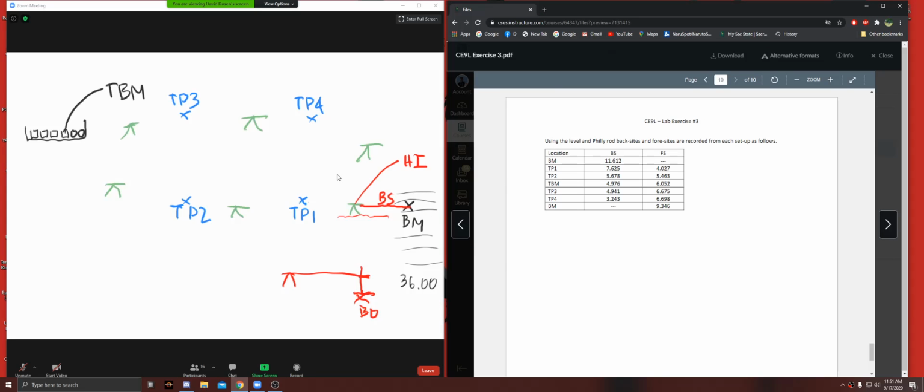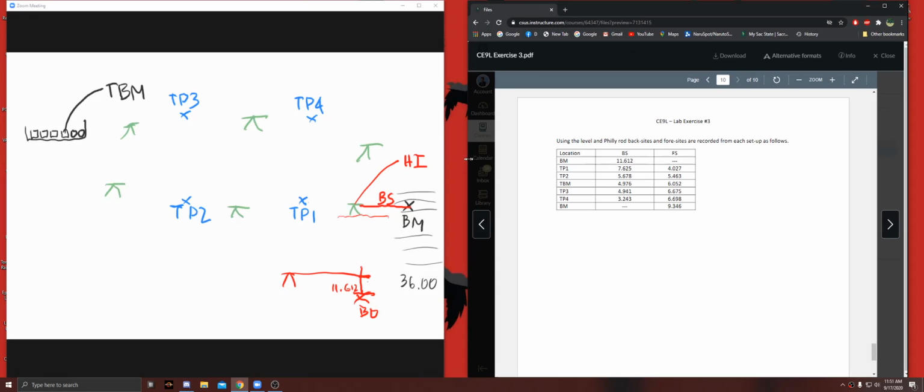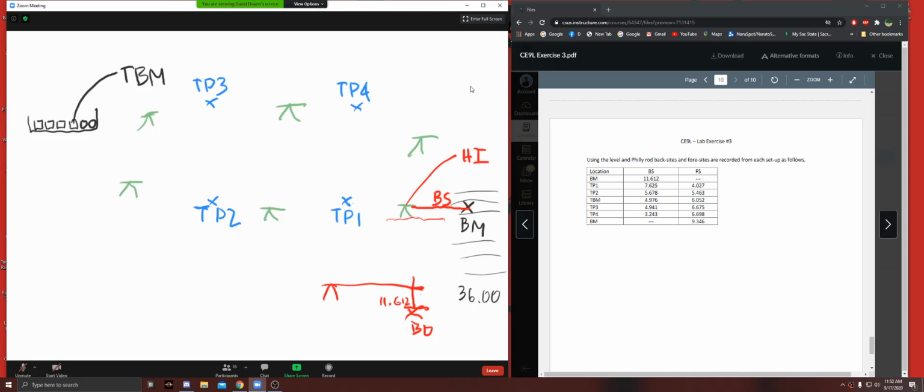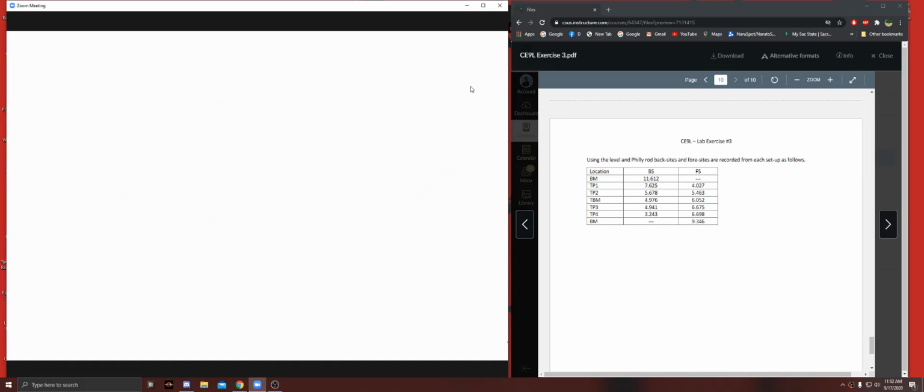The elevation here. So this is our first back sight. This is 11.612. That's the data that's shown on page 10 of the first handout. So you add that to your 36 and you get 47.612.